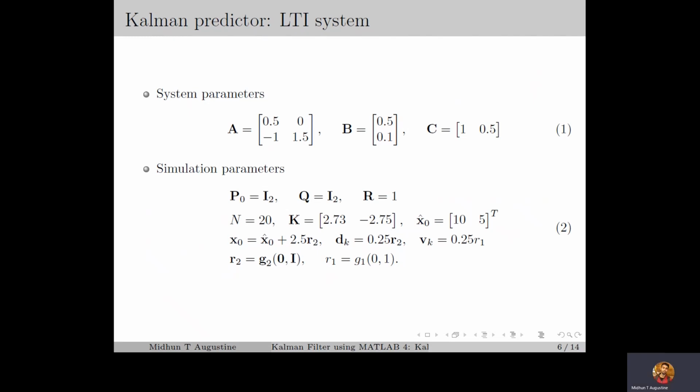Here R2 denotes a two-dimensional random vector and R1 denotes a random variable. We select R2 as a two-dimensional Gaussian random vector with mean 0 and the variance equal to the identity matrix. And similarly, R1 as a Gaussian random variable with mean 0 and variance 1. Throughout the simulations, we will be selecting R2 and R1 like this.